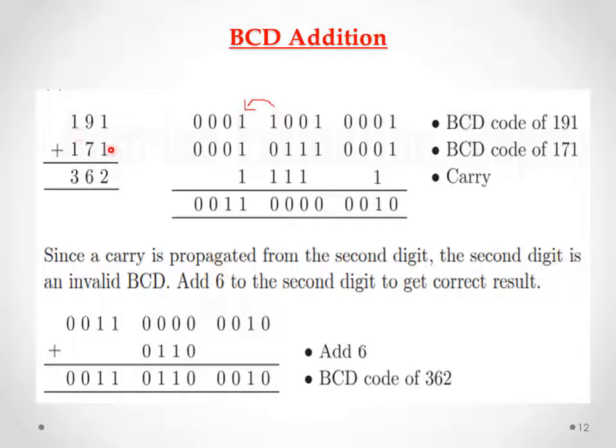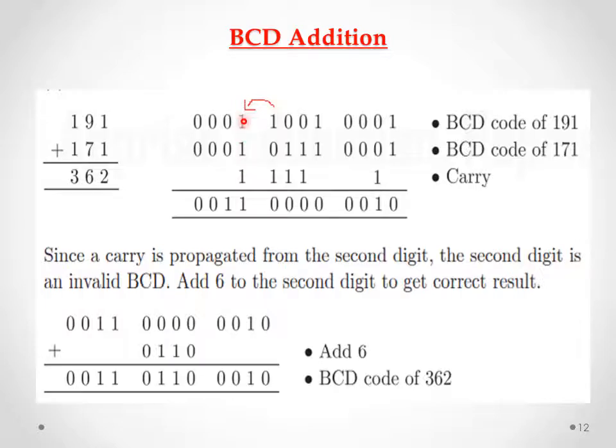Now let's see 191 and 171. It's equal to 362. Now let's start with this point. 1 plus 1 is 0, sum 0, carry 1, carry is added here. So 1. And now 0 plus 0 is 0, 0, 0. Next 1 plus 1 is 1 0. Sum is here, carry 1, carry is added to the next higher order bit. So 1 plus 1 is 0. Then again carry is added here. So 1 plus 1 is 0. Again carry present. So 1 plus 1 is 0.